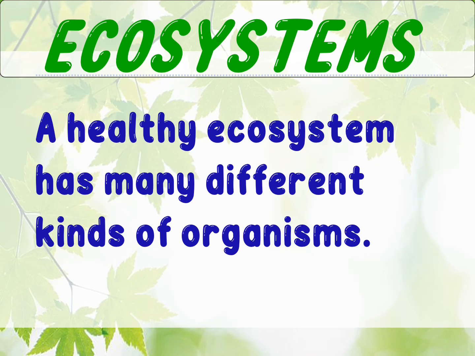Now a healthy ecosystem has many different kinds of organisms. Just like I showed you the picture of the pond, it's not just one or two. If you take a forest, there are so many organisms: trees, deer, plants, all kinds of animals, insects. And also there are some organisms which we don't see, right?